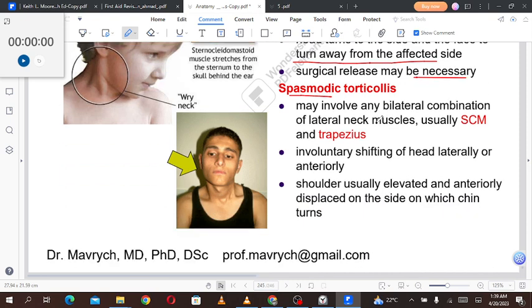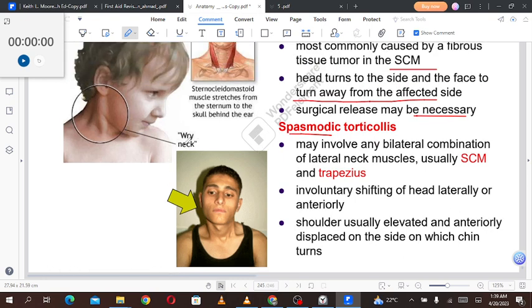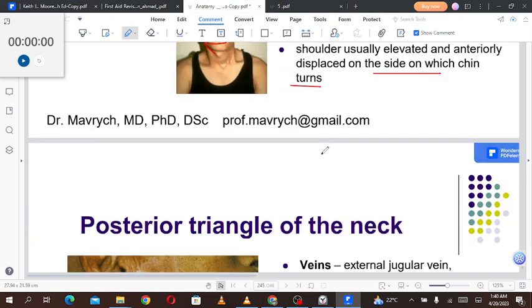In spasmodic torticollis, the sternocleidomastoid pushes the head toward the opposite side. If this muscle is shortened, it will cause the head to move toward the side of the lesion, but the face will move to the opposite side. Spasmodic torticollis may involve a bilateral combination of the lateral neck muscles, usually the sternocleidomastoid and trapezius. There is involuntary shifting of the head laterally or anteriorly. Shoulders are usually elevated and anteriorly displaced on the side to which the chin turns.